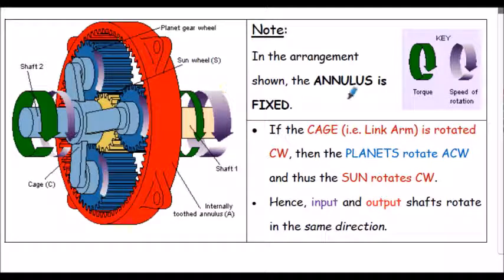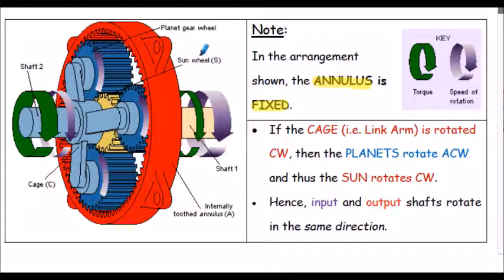We've got an annulus that's fixed here. The annulus, which is this outer red ring here, is fixed in this particular case. And what you'll find in the analysis is that certain gears can be fixed in epicyclics. That's how you get the different gear ratios. Sometimes the annulus might be fixed, sometimes the sun might be fixed, sometimes the link arms are fixed. You can fix different aspects of the epicyclic gear train, and that will generate different velocity ratios for you.